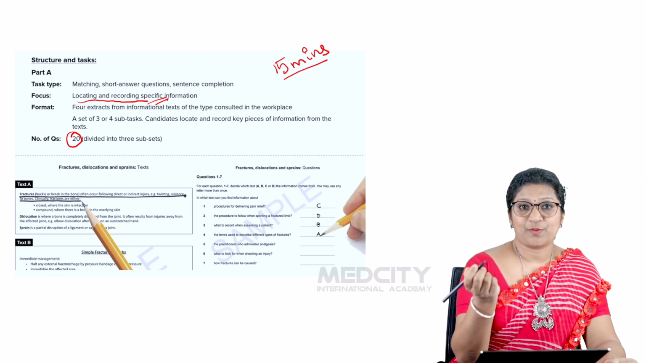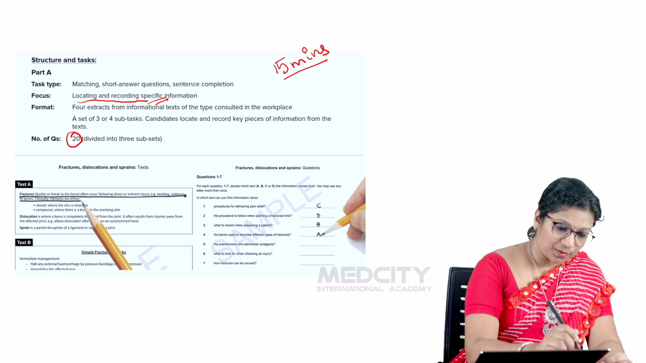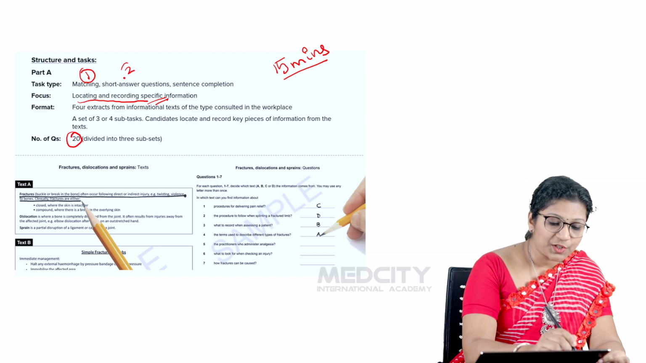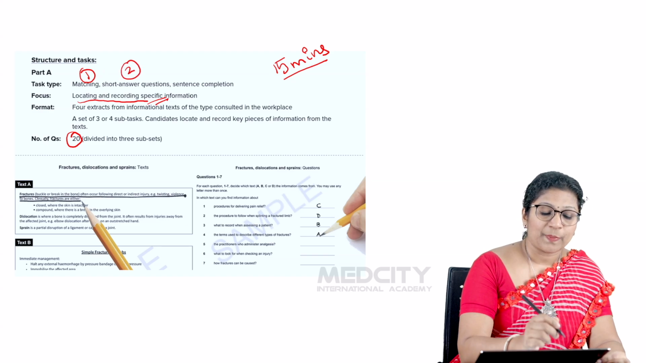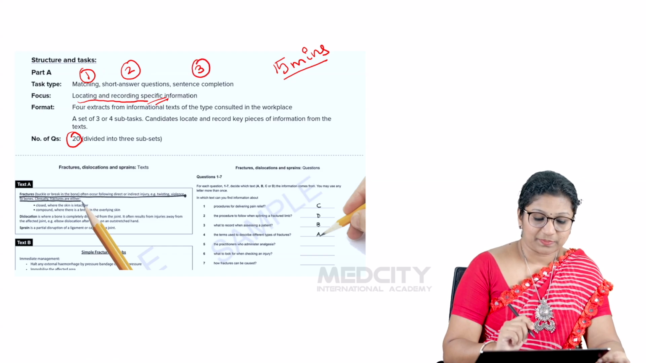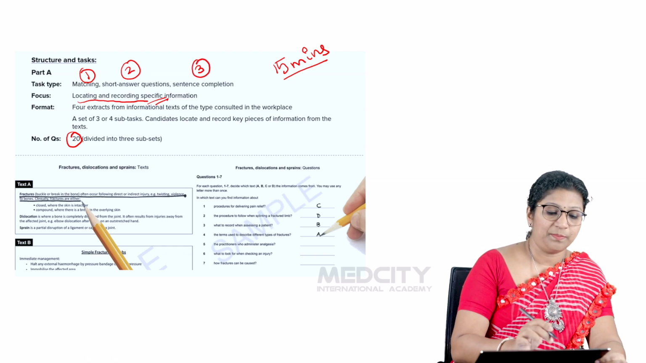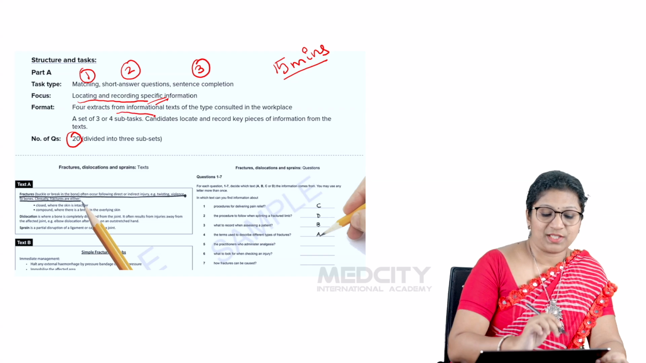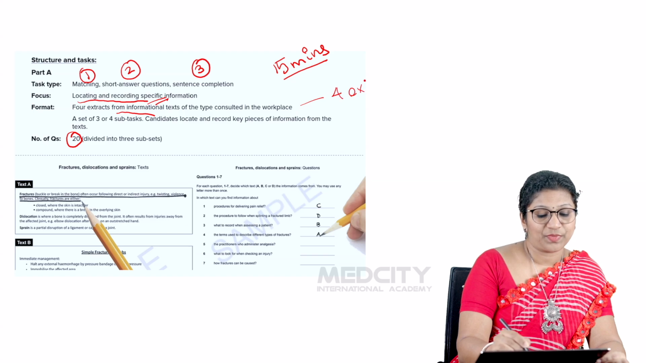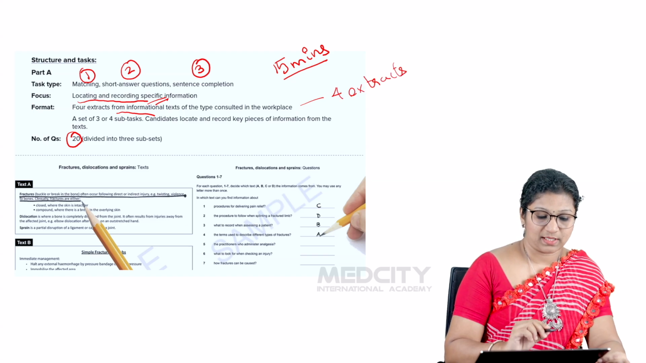Here there are 3 types of questions that you will be answering. 1 is matching question, 2 you will be answering short answer questions, and 3 you will also be answering sentence completion questions. Now, Part A of reading simply means you will have 4 extracts, and based on all of these 4 extracts, you're going to answer these 20 questions.